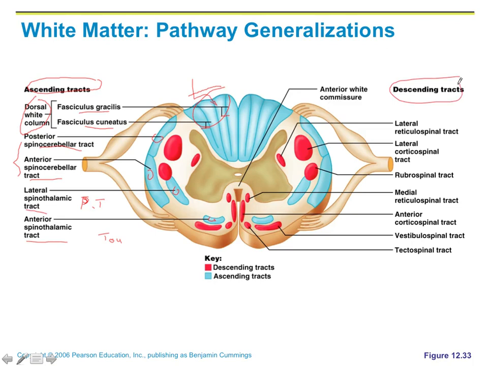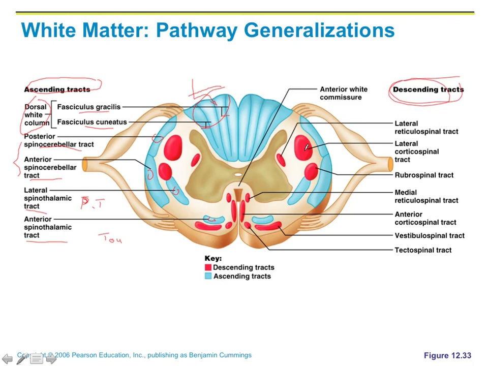The descending tracts are the nervous fibers that come from the brain or brainstem or the medulla, okay, and then they travel down through the spinal cord and then leave the spinal cord through the spinal nerve to innervate the target organs, okay. So these are the descending tracts. That's why we call this descending.